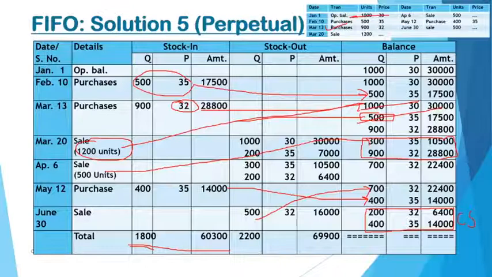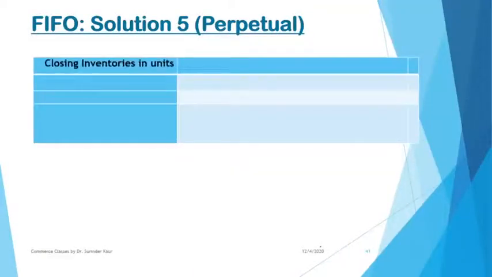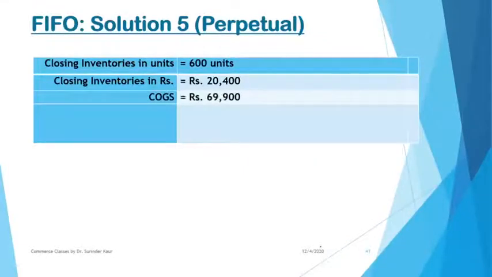I have not written here, but on the top of this statement we'll be writing stores ledger for the period January to June. Okay, so cost of goods sold, we can simply total up the column and this will be the cost of goods sold. All right. So under perpetual system, our answers or report can be like this. Closing inventory is 600 units. Closing inventory in rupees 20,400. Cost of goods sold is 69,600 as we got from the total.